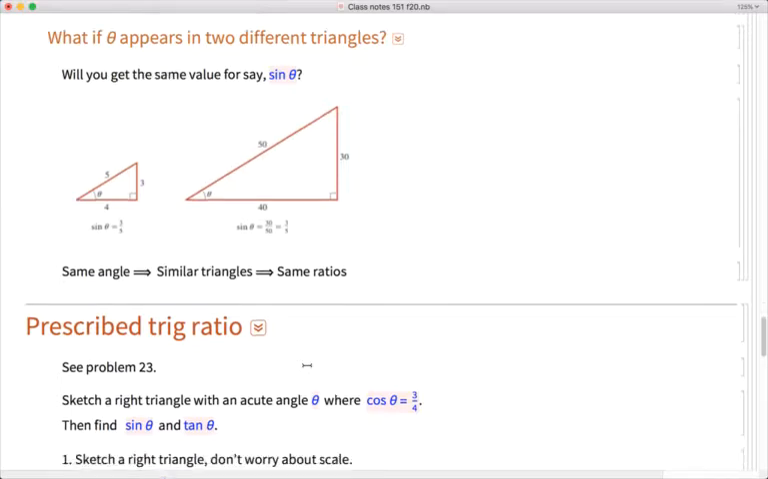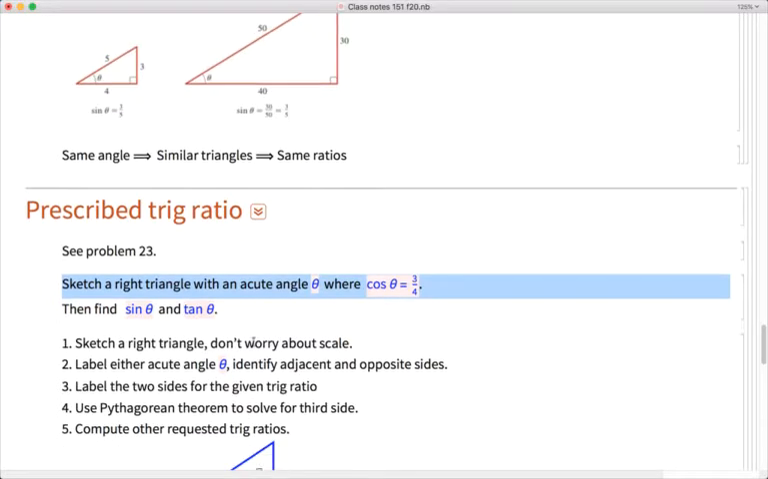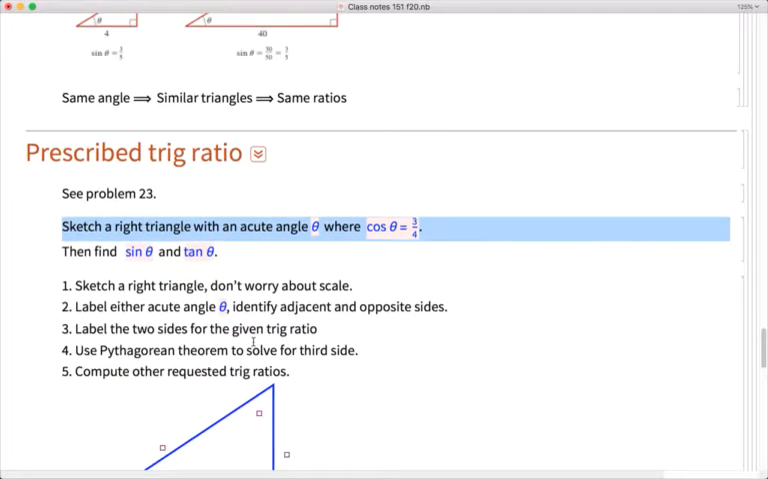Okay, so this is a type of problem in your book, and also in a webbook problem, so I've got to make sure you know how to do it. I'm not sure that I can think of an immediate application, but it does test your knowledge of trig functions, so we will do it. Problem number 23 in your book is quite similar to this. You're asked to sketch a right triangle with an acute angle theta, where the cosine of that angle is 3/4. Then your follow-up is to compute the sine and the tangent of that angle.